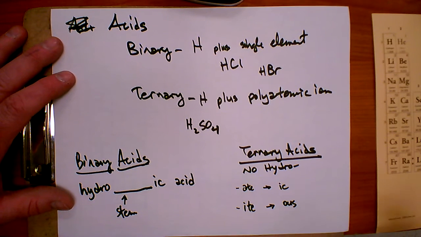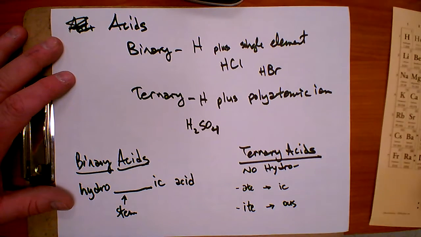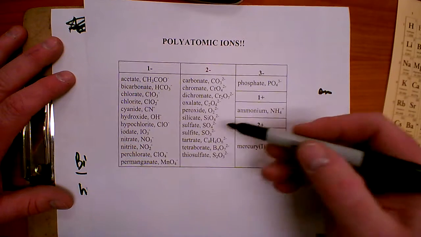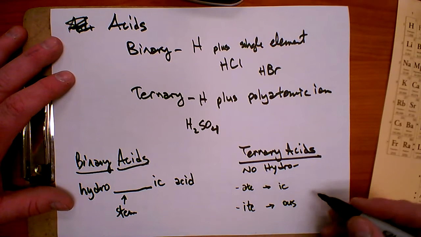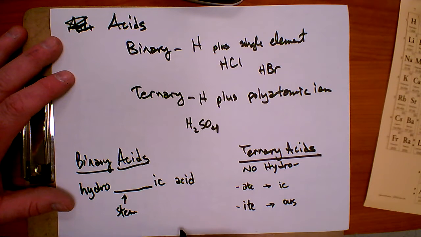So for example, H2SO4, I go to my chart, SO4 is sulfate. Sulfate becomes sulfuric acid. So sulfur, so that's the sulfate, becomes sulfuric acid.